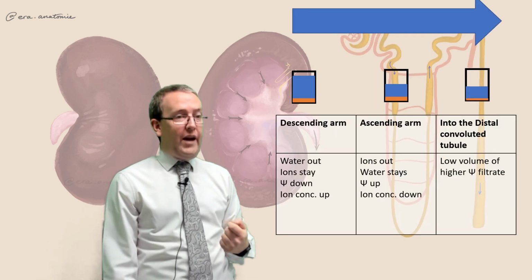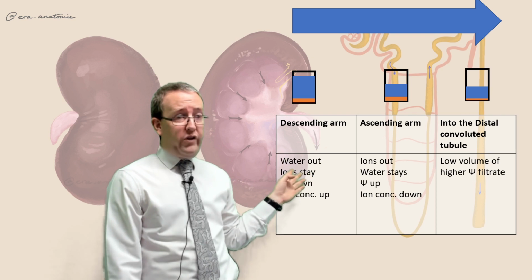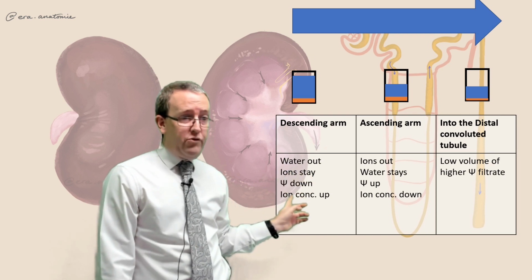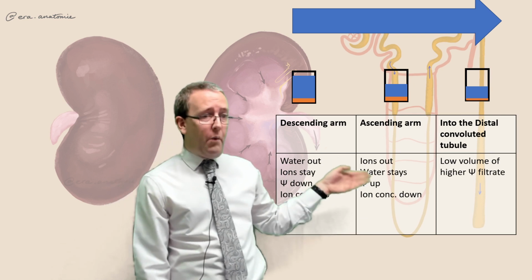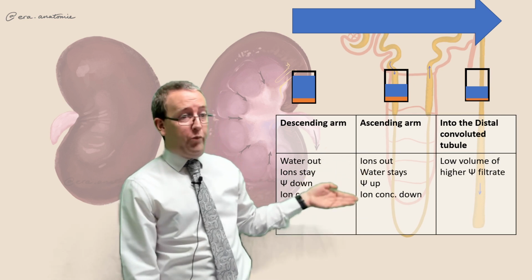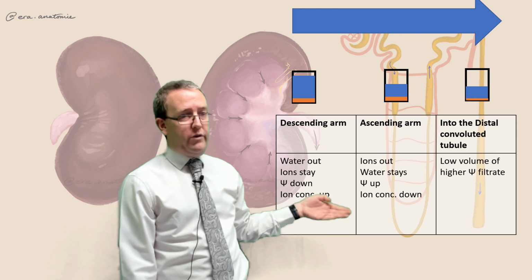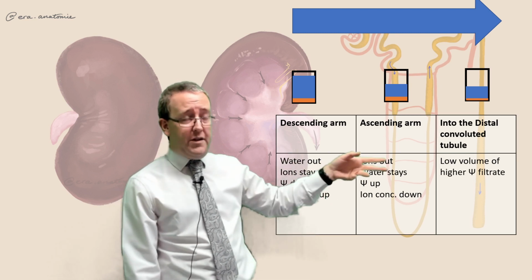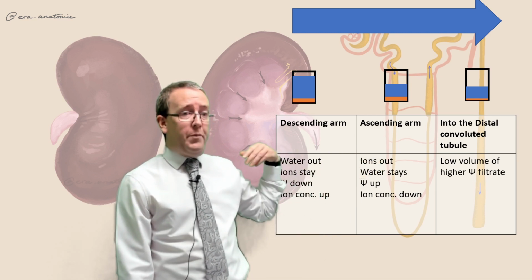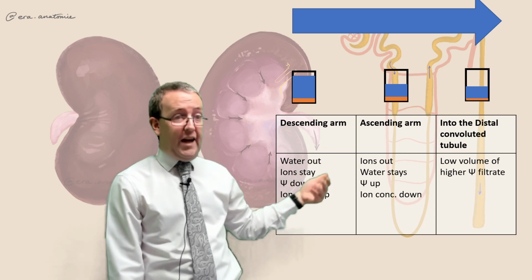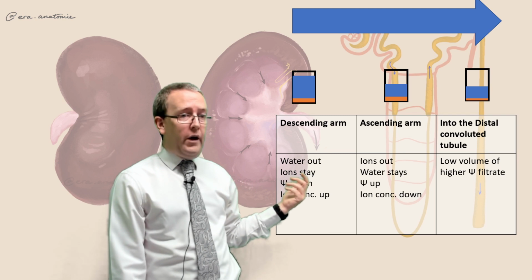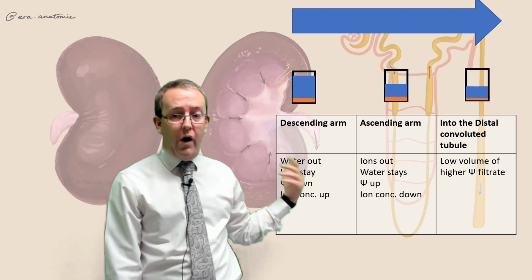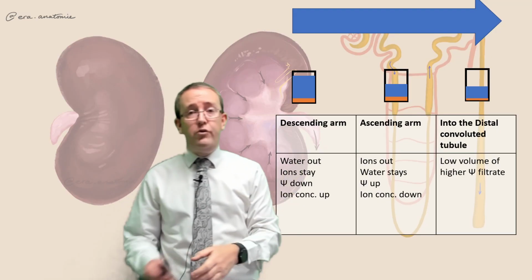If we put that in a little table, in the descending arm, the water comes out, the ions stay, the water potential goes down and the ion concentration goes up relative to the water. In the ascending arm, the ions come out, the water stays, the water potential goes up and the ion concentration goes down. Then into our distal convoluted tubule, which is our bit for osmoregulation and ADH, we get a low volume of higher water potential filtrate. And on that note, I shall leave it there.